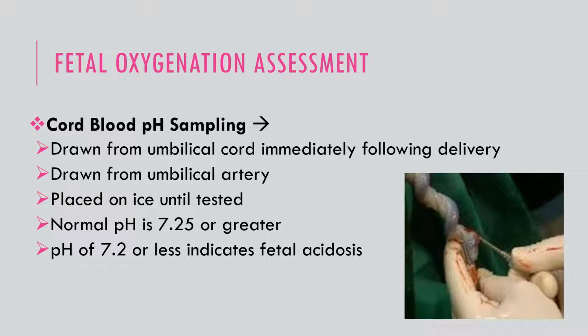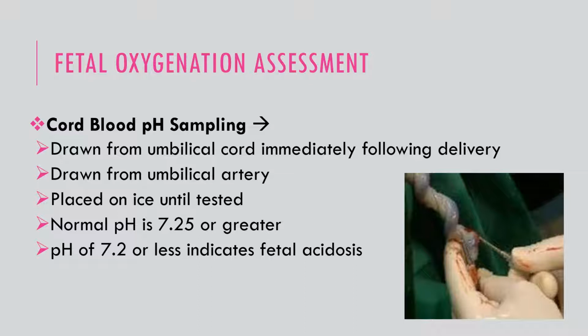For cord blood sampling, it is really more of a protective measure, an assessment technique for the physician after the fact. A lot of the times, cord blood pH samples are drawn and used for litigation purposes if there ever were to be some type of lawsuit, or they're used for mitigation purposes regarding legal matters.